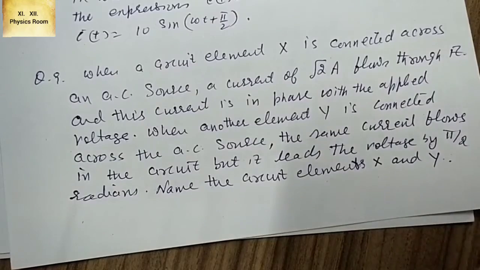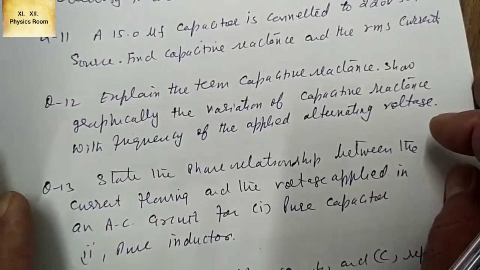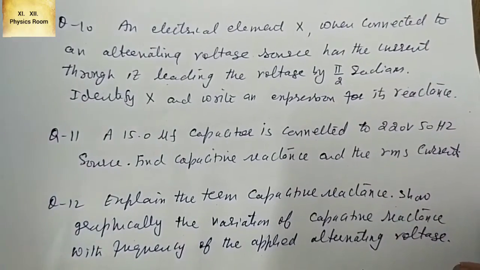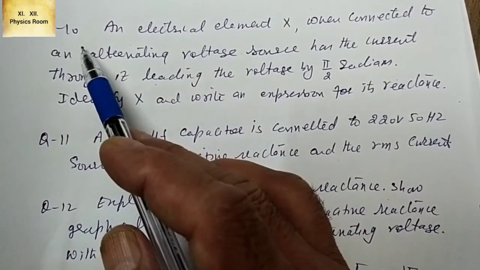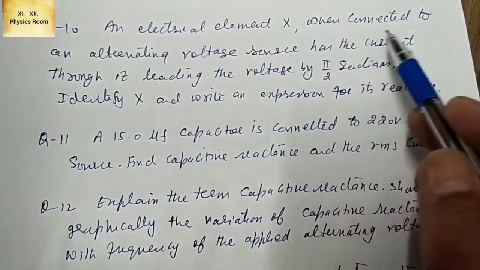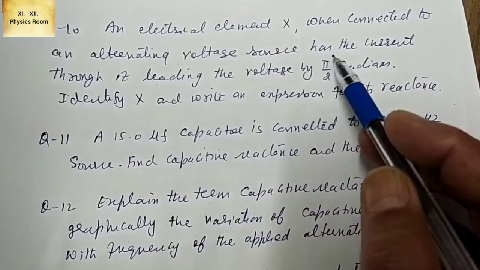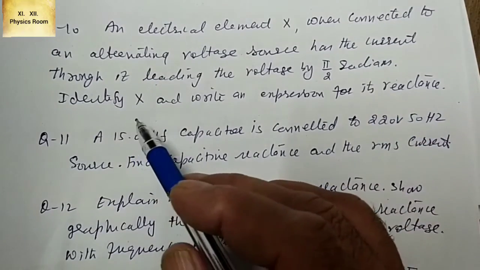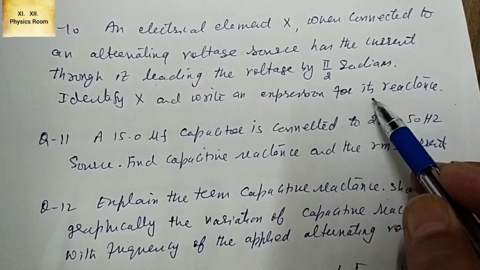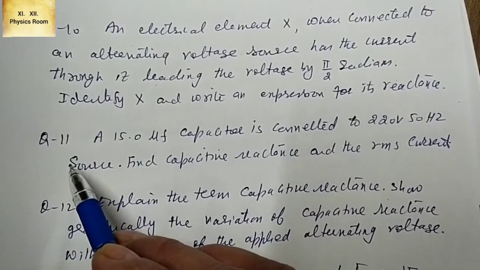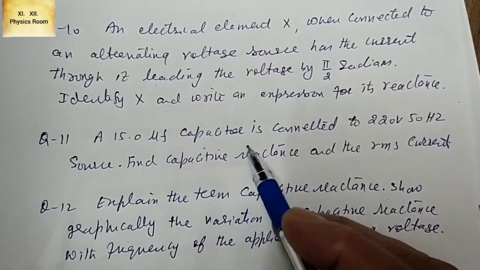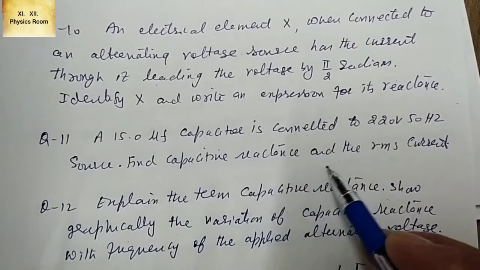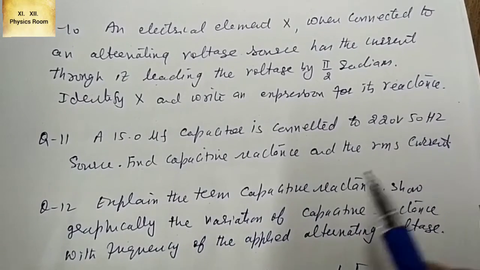Question number 10. An electrical element X, when connected to an alternating voltage source, has the current through it leading the voltage by pi by 2 radians. Identify X and write an expression for its reactance. Question number 11. A 15.0 microfarad capacitor is connected to a 220 volt 50 Hz source. Find capacitive reactance and the RMS current through the circuit.